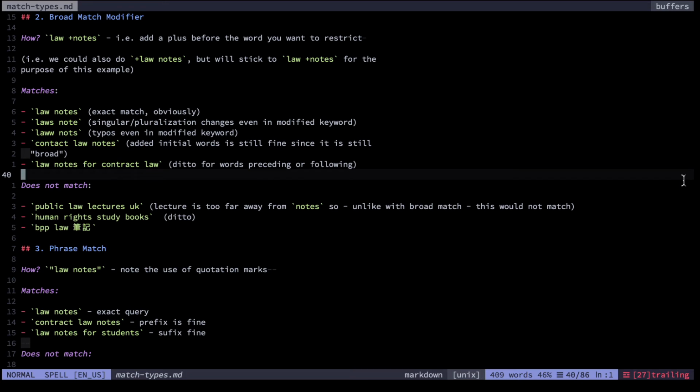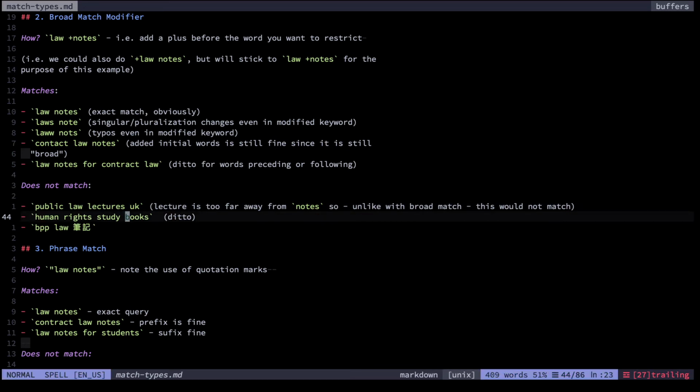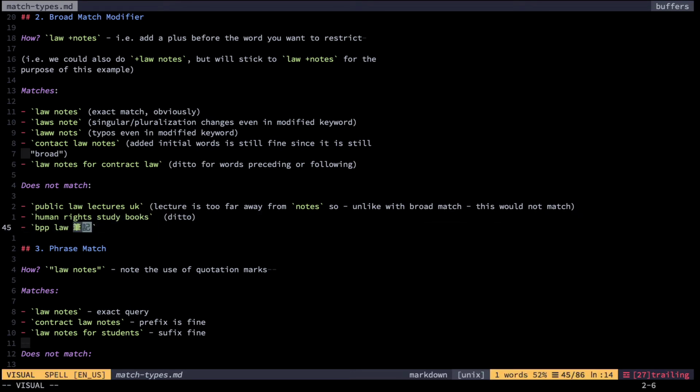What won't get matched are some of these more distant synonyms. For example, Public Law Lectures UK doesn't include the word notes or any close synonym. It includes lectures, so this would probably not be matched. Similarly with this one, it has study books, that's not quite notes, and this one has a Chinese symbol instead of the word notes. I would assume that is not matched.